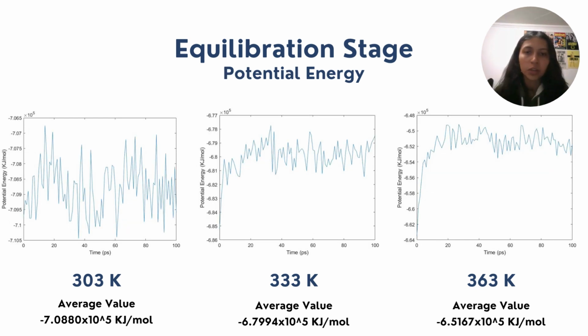Finally, for the potential energy, fluctuations also appear around the initial values for each simulation, being the average energy for the first system minus 7.0880 times 10 to the power of 5 kilojoules per mole. For the second, minus 6.7994 times 10 to the power of 5 kilojoules per mole, and for the third one, minus 6.5167 times 10 to the power of 5 kilojoules per mole. It is important to notice that the behavior of potential energy regarding temperature remains.